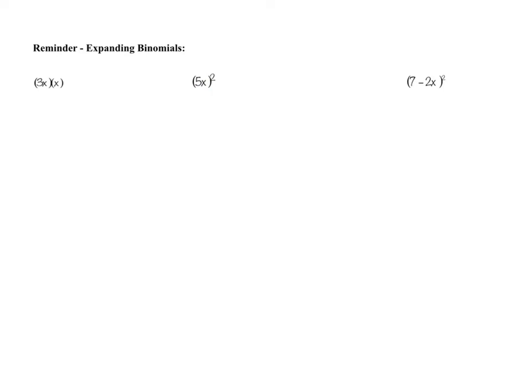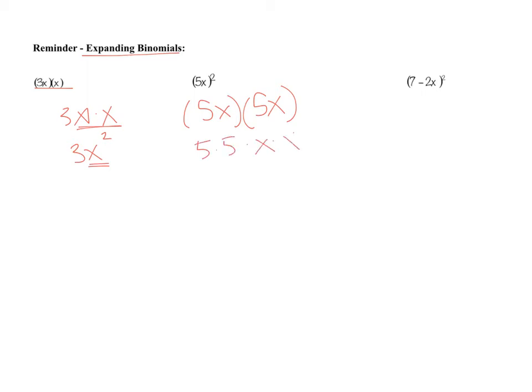This next skill, expanding binomials, or expanding monomials as well, is just a reminder from Algebra 1 about how to multiply expressions. So 3x times x is just 3x squared. X times x is x squared. If I take 5x in parentheses and square it, it means I'm doing 5x times 5x, which is the same as 5 times 5 times x squared, or 25x squared.